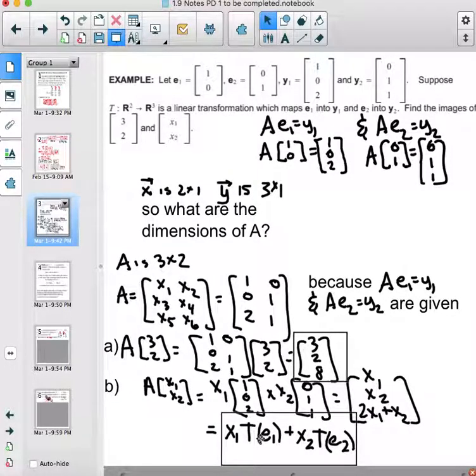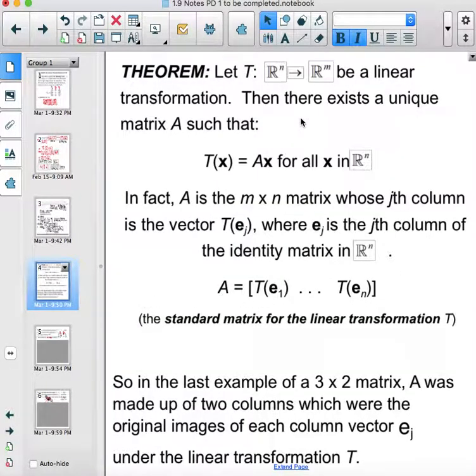And the transformation of E1 in this situation is this y1 vector. And the transformation of E2 in this particular situation is the y2 vector. Theorem. We have a mapping transformation from Rn to Rm. It's a linear transformation. We know that there will be a unique matrix A such that when the inputs are all the x's from the domain in the n-dimensional space, you will get a resulting vector in m-dimensional space.